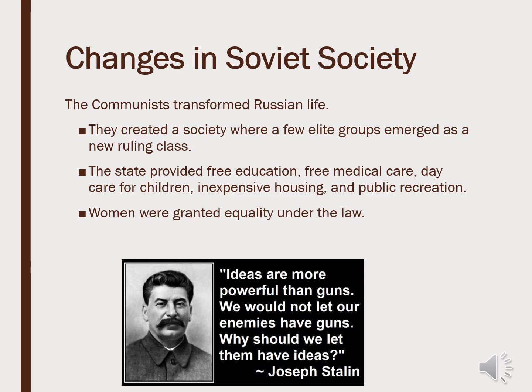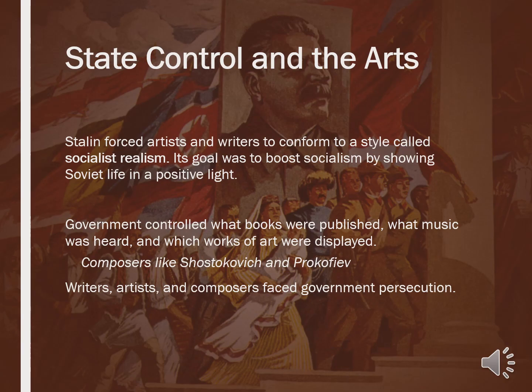Okay. Here you have another great quote from Joseph Stalin. "Ideas are more powerful than guns. We would not let our enemies have guns, so why should we let them have ideas?" That's that censorship, the control of thought itself. And speaking of state control in the arts, Stalin and his government forced artists and writers to conform to a new style called socialist realism. And its goal is to boost socialism, which is essentially communism, let me rephrase it. Communism is a kind of socialism under totalitarian control, basically.